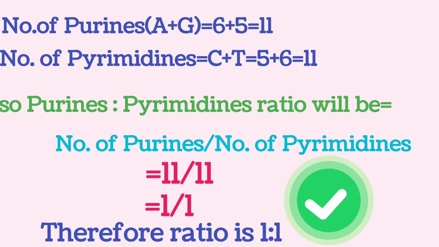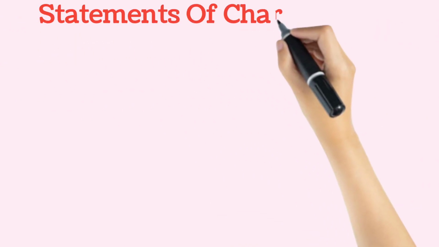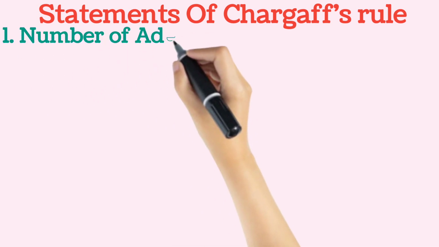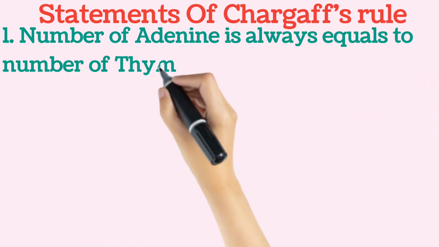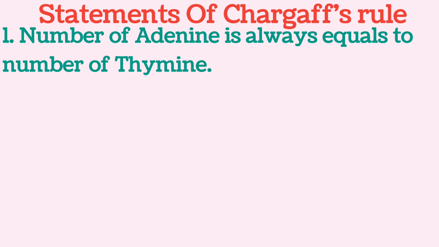Now some statements depend on this Chargaff rule, and these statements are very important regarding competitive examinations like NET, SET, GET and other examinations. Number one statement is that the number of adenine is always equal to the number of thymine. 100%. It is obvious because adenine always pairs with thymine. So the number of adenine should be the same as the number of thymine. So A, capital A, is always equal to T in number.